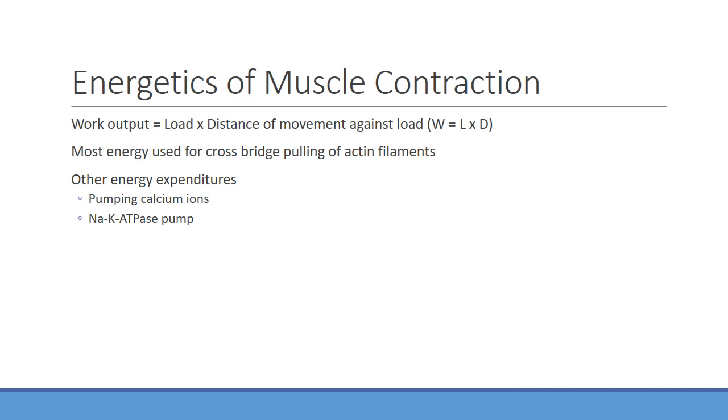Okay, so that's the basics of muscle contraction. Now looking at the energetics of it, how we are producing energy and getting it ready for utilization for contraction of the muscle. We'll look at work output for the muscles. Basically, you can equate this to the amount of load that's on the muscle times the distance we actually move. So it's considered work the muscle is actually doing there. And you'll see that most of the energy causing this work to occur is utilized for pulling the actin along the myosin, right?